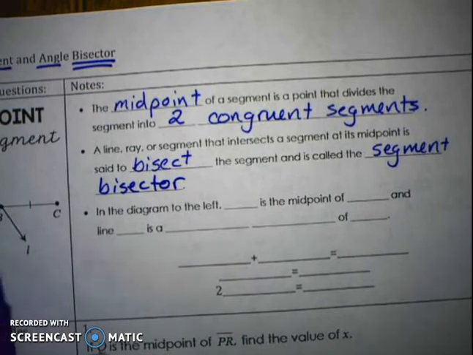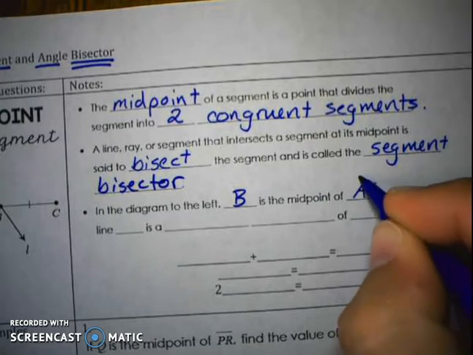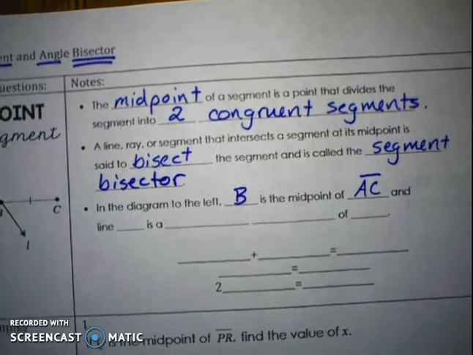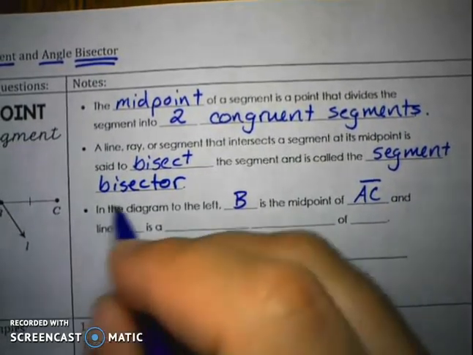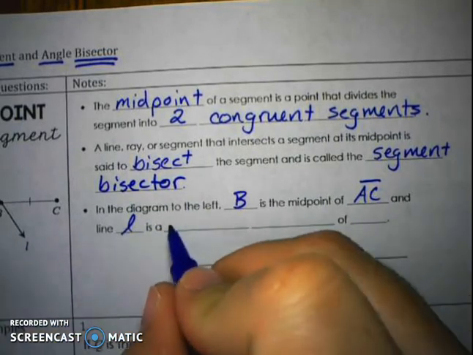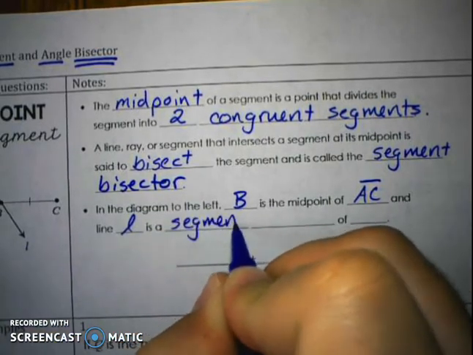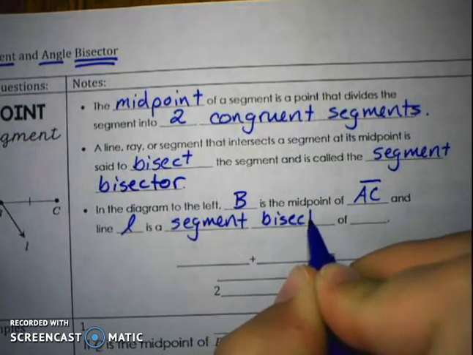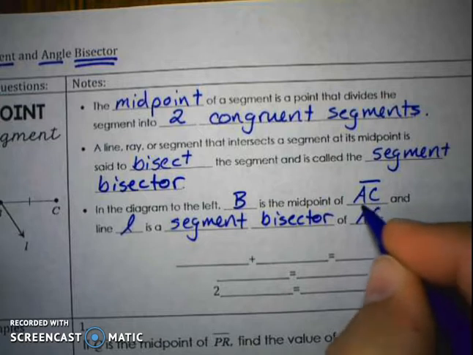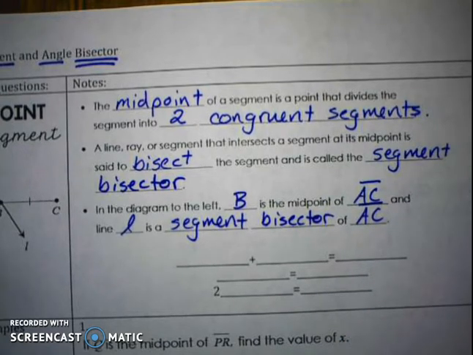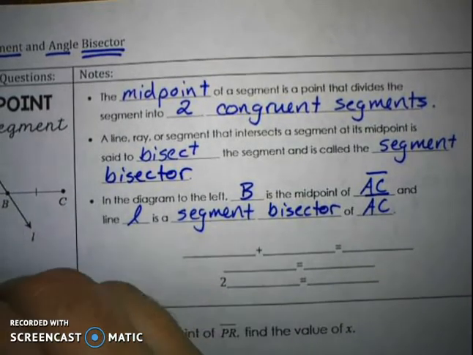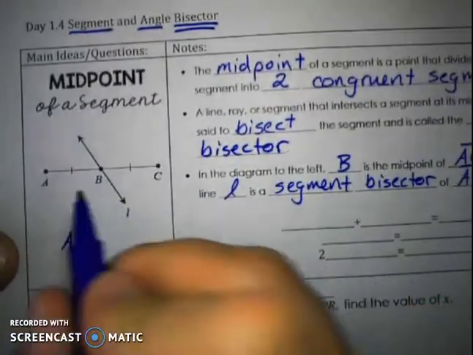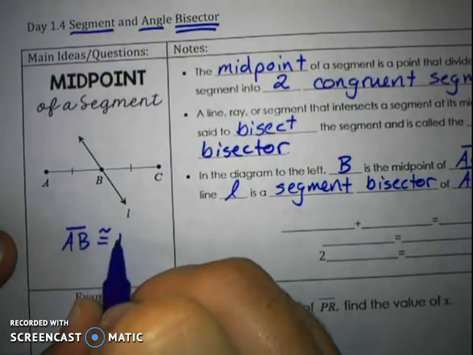Okay? So in this diagram to the left, B is the midpoint of AC, which is a segment. A line cannot have a midpoint because a line doesn't have length, but a segment can have a midpoint. And line L, that's what this line is here, is a segment bisector of segment AC. Okay, and since we have these congruent segments now, AB and BC, we can say that segment AB is now congruent to segment BC.